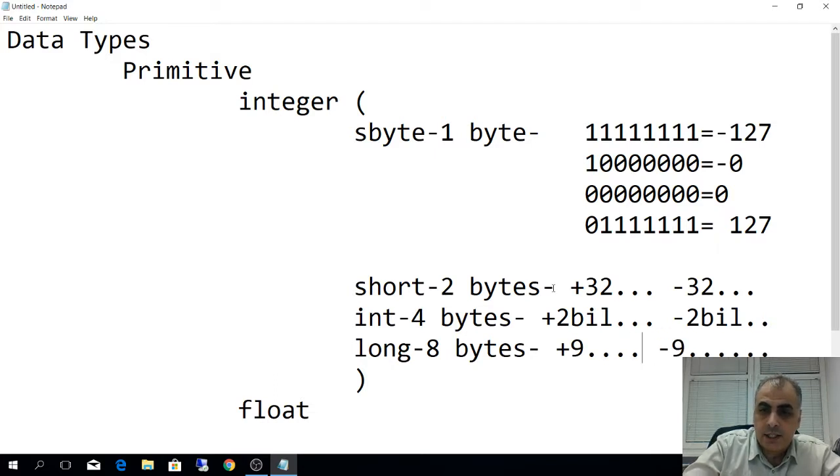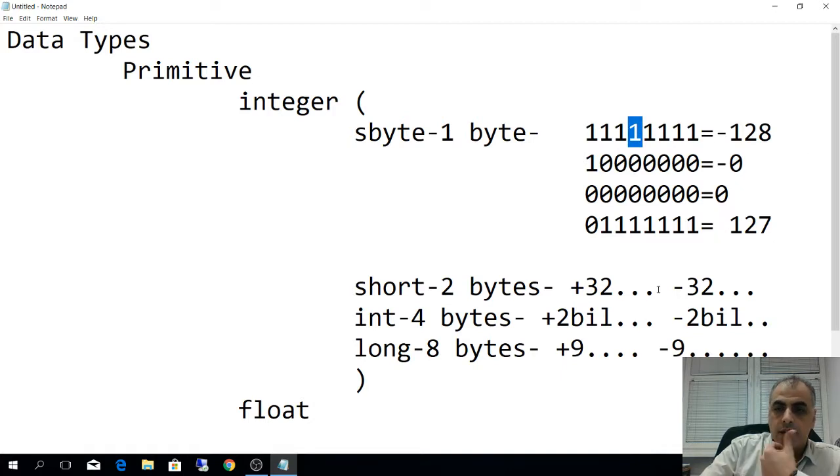Think about it like this. Why is it plus minus? Because of the first digit, and then here 1, 2, 3, 4, 5, 6, 7. 2 to power 7 means 128, sorry, mistake, 128. 2 to power 7 plus 2 to power 6 plus 2 to power 5, and so on. So at the end of the day, we are going to have an addition of those numbers.